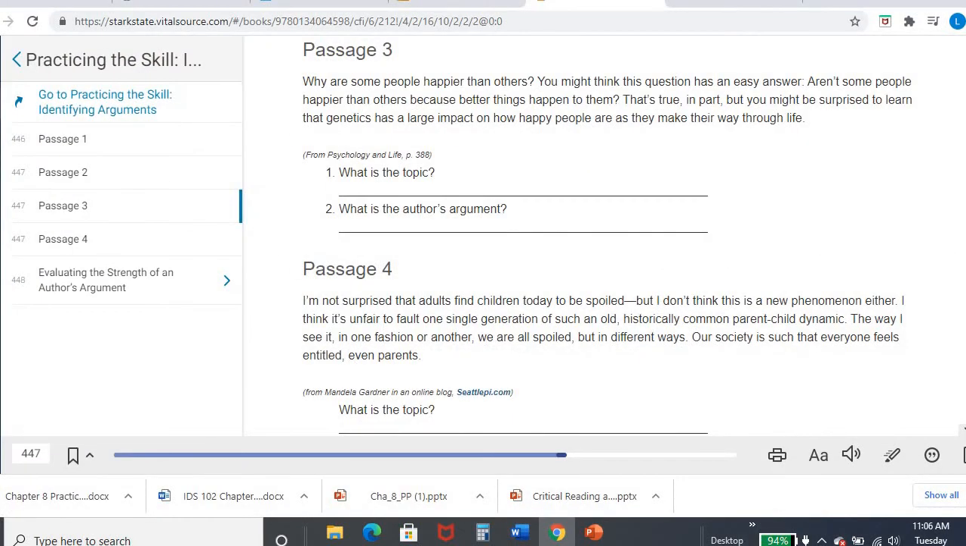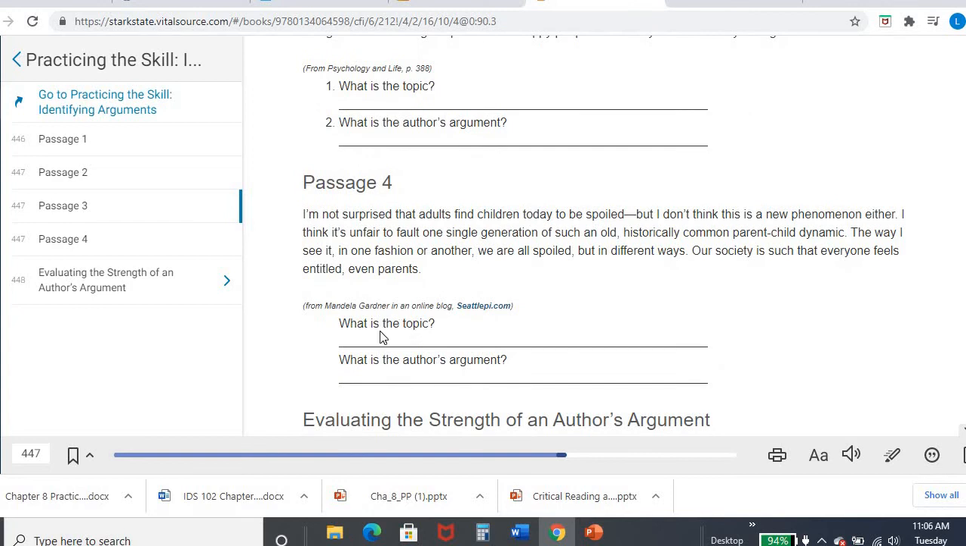You're going to read that passage and try to come up with the topic. And then what is the author's point? Like, what are they trying to get across? Let's just do this. I like this one anyway. And then you'll do passage 5 on your own.